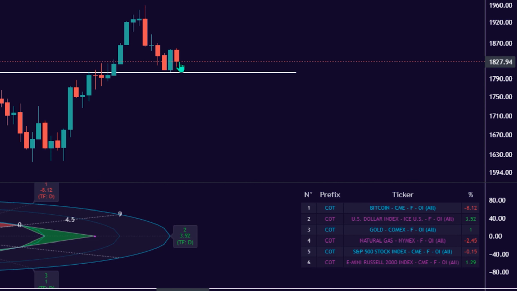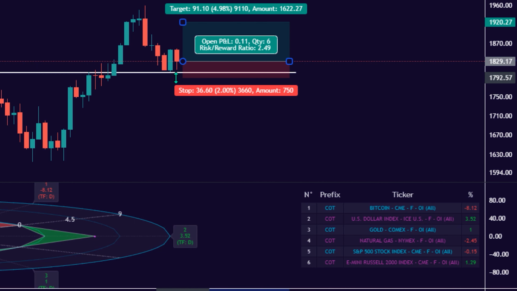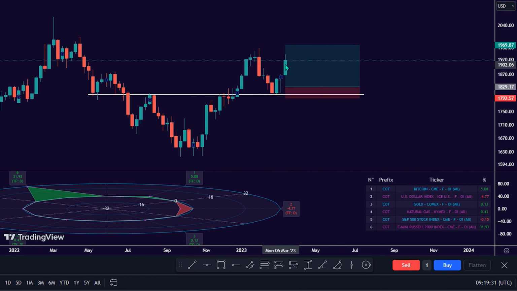Traders with an in-depth understanding of this indicator could have bought at this price and set their stop loss below the low of the support level in this market. You can see how the market later went in a bullish direction.